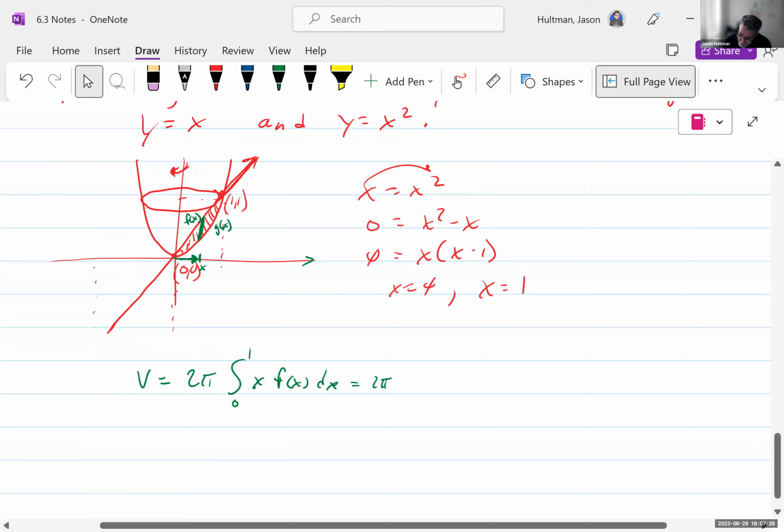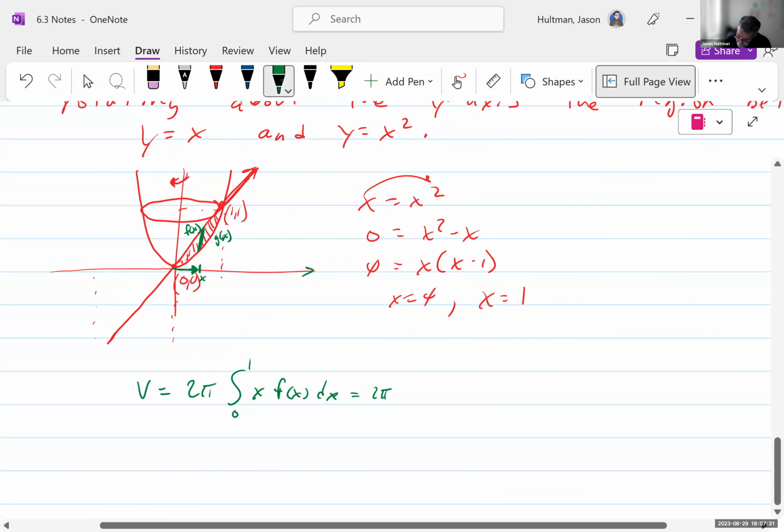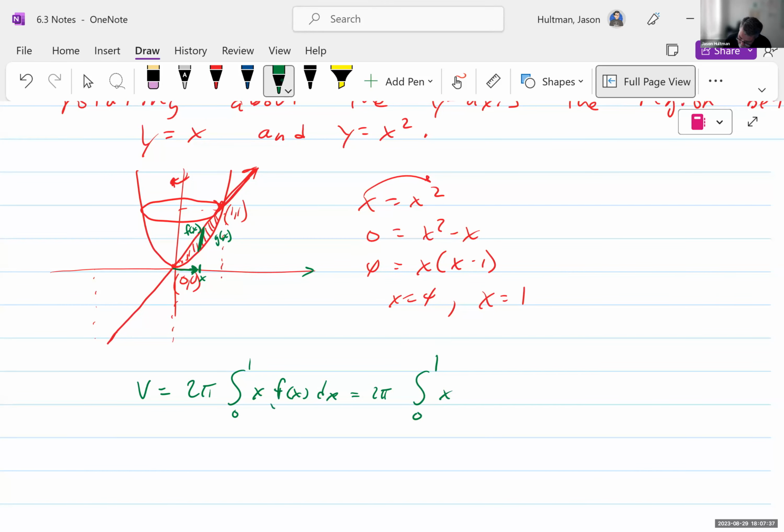Okay. So here we want to take the area between these two curves, which is going to be from 0 to 1, x times this f of x, which is really not f of x, it's f of x minus g of x. That's really the slice, the height of my slices. That's going to be h, and x is going to be r, so this is going to be dx.